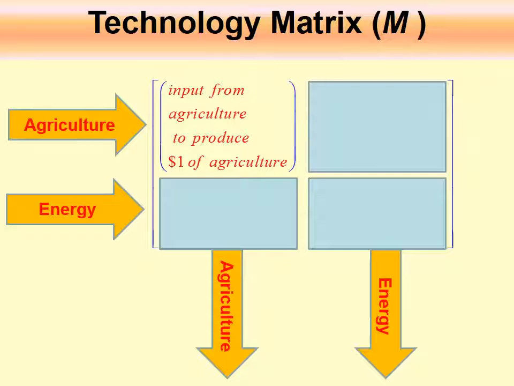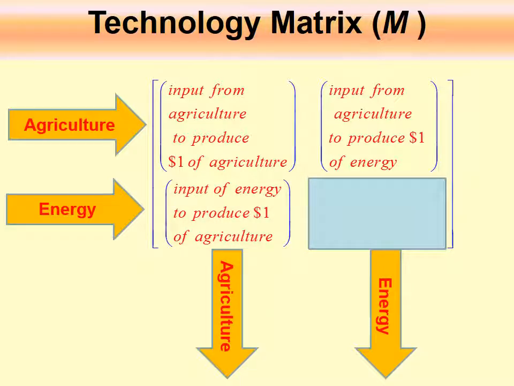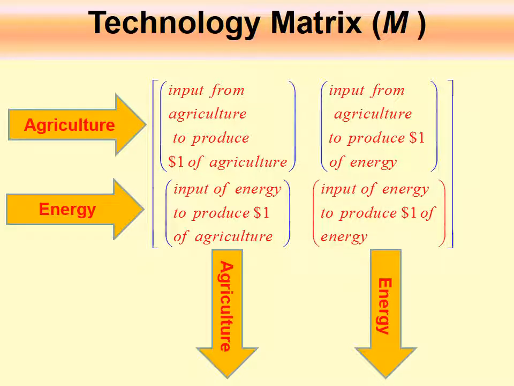The first spot in the matrix is the input from agriculture to produce agriculture. The second spot is the input from agriculture to produce energy, the input of energy to produce agriculture, and the input of energy to produce energy.